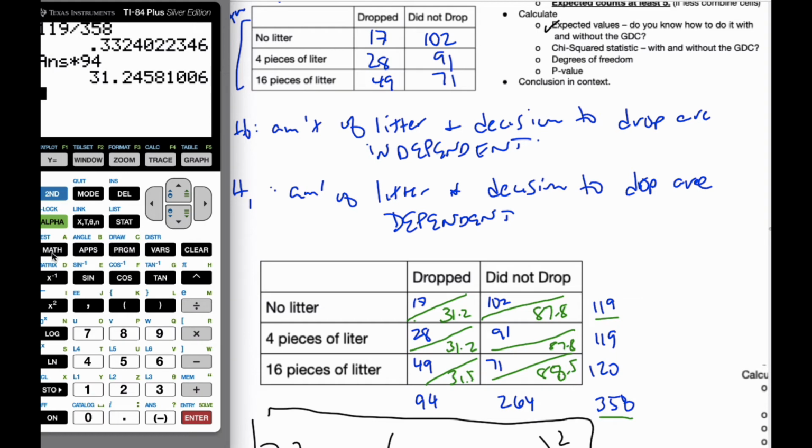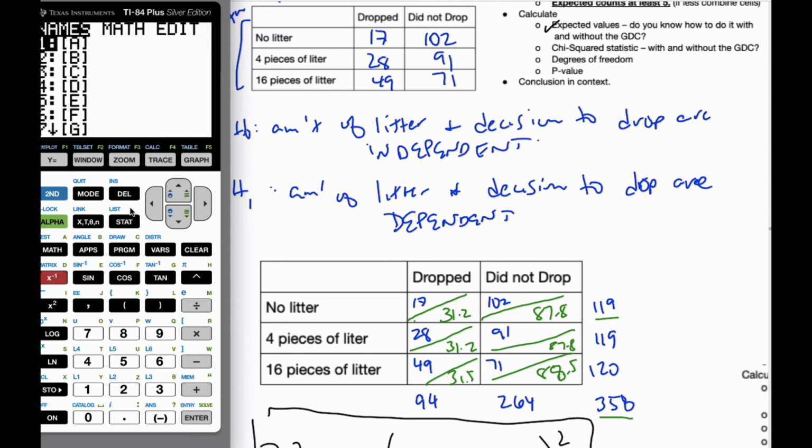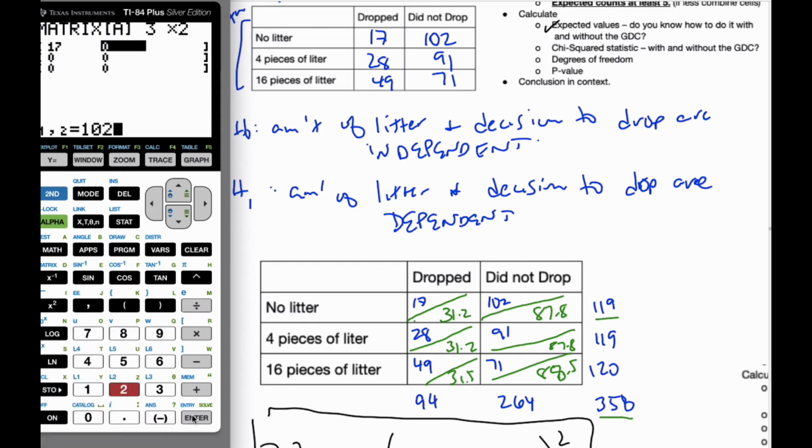And the first thing I'm going to do is go to my matrix, which is second matrix. And I'm going to edit A matrix. And I'm going to make it 3 rows by 2 columns. Make sure it matches. And then I'm just typing the actual values. Got 17, 102, 28, 91, 49, and 71. Enter. Okay, so that is matrix A.